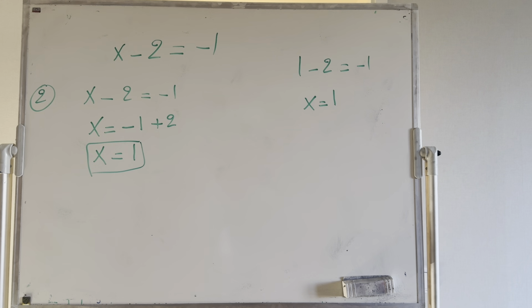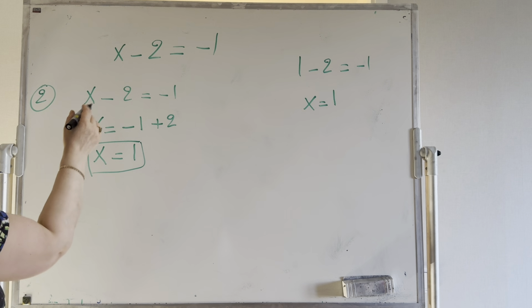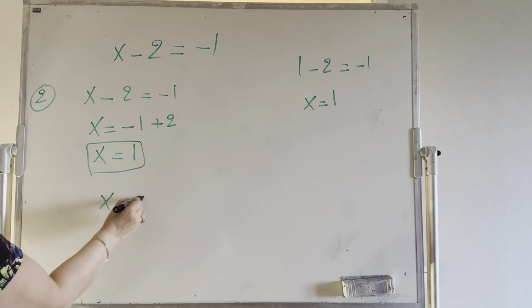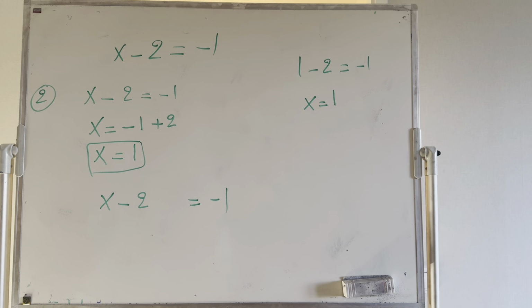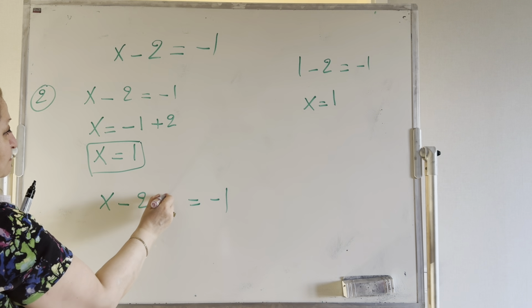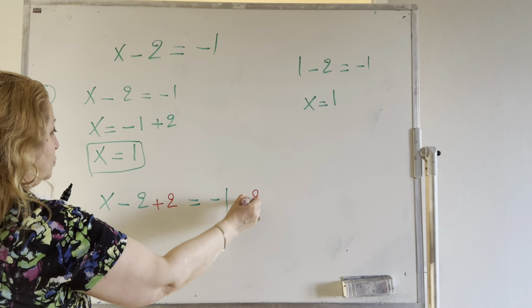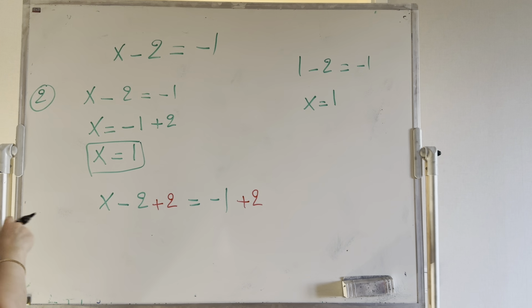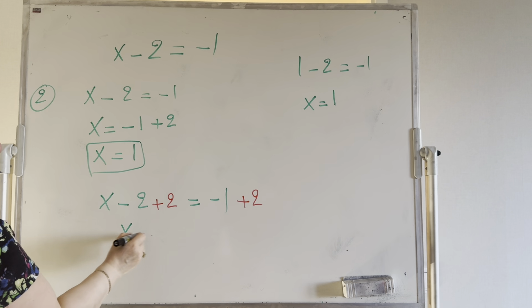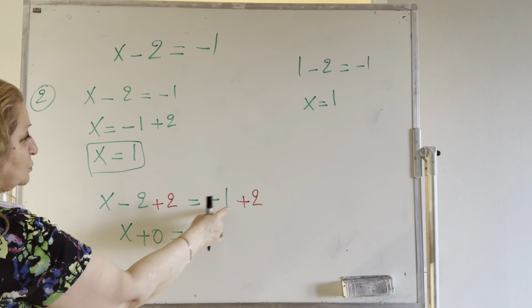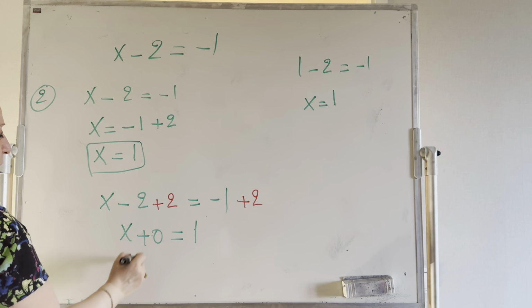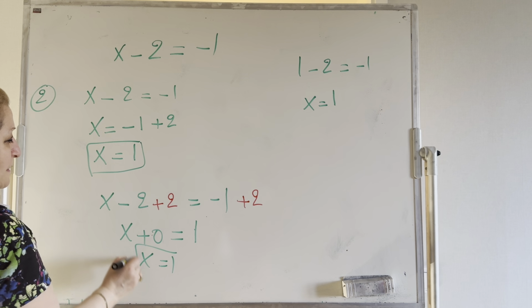And the third method, the balance method, if we use this, the same example, x minus 2 equal minus 1. And here I will add plus 2 and plus 2. x minus 2 plus 2, x plus 0 equal 1, because minus 1 plus 2, x equal 1.